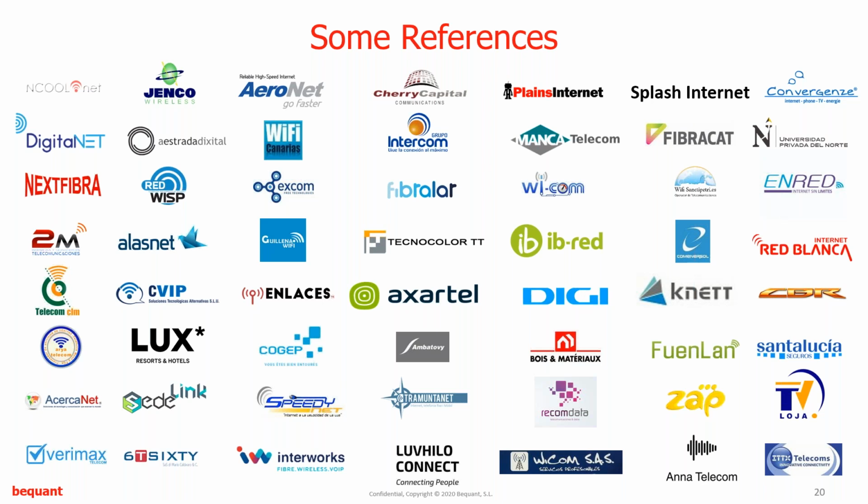There are all kinds of customers, from large carriers up to 50 or even 100 gigabits per second, down to ISPs of 500 megabits per second or less than that.